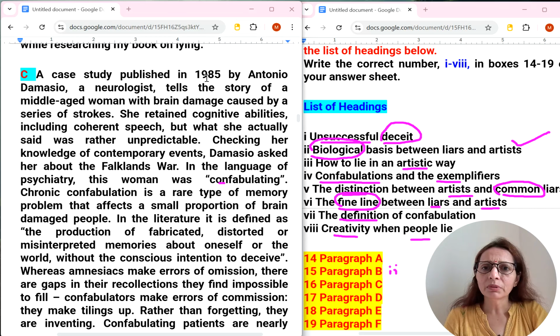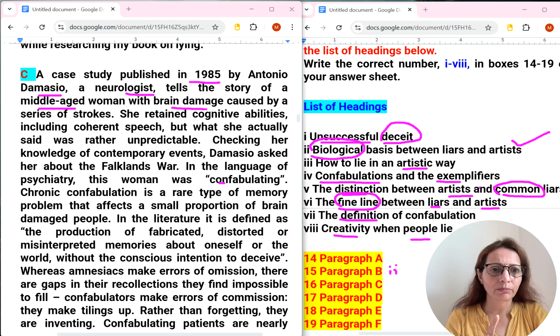A case study published in 1985 by a neurologist tells the story of a middle-aged woman with brain damage. I think they are giving an example. A case study is also an example, and that was published in 1985. So let's read it.